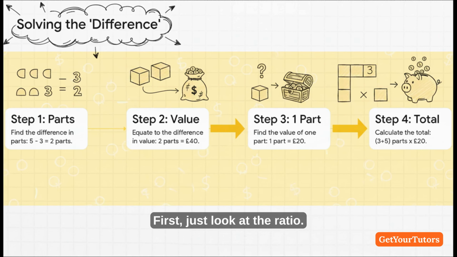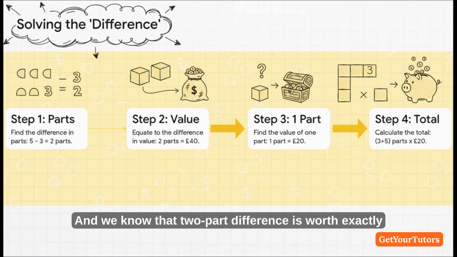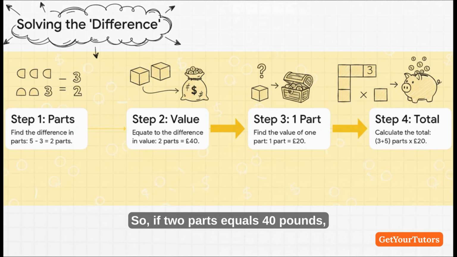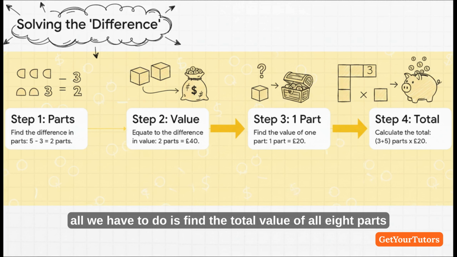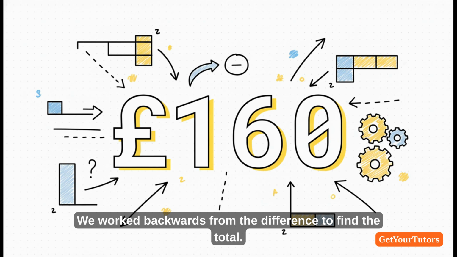Here's how we crack it. First, just look at the ratio. The difference between Beth's 5 parts and Andy's 3 parts is, well, it's 2 parts. Simple enough. And we know that 2-part difference is worth exactly £40. So if 2 parts equals £40, then 1 single part must be worth £20. That's our building block. Now all we have to do is find the total value of all 8 parts put together, which gives us a grand total of £160. See how that works? We worked backwards from the difference to find the total.